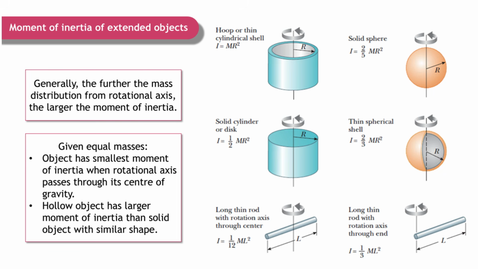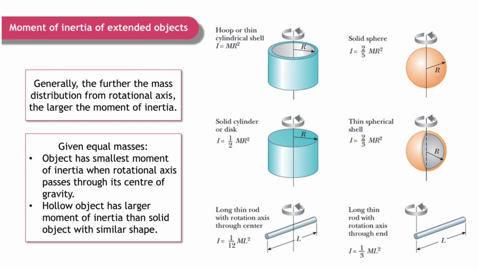A simple rule to remember is that the farther the mass is distributed from the rotational axis, the greater the moment of inertia. In other words, the object becomes more difficult to rotate. Compare a hoop and a solid disk. Although they have the same mass and radius, the hoop has a larger moment of inertia because most of its mass is concentrated at the outer edge.